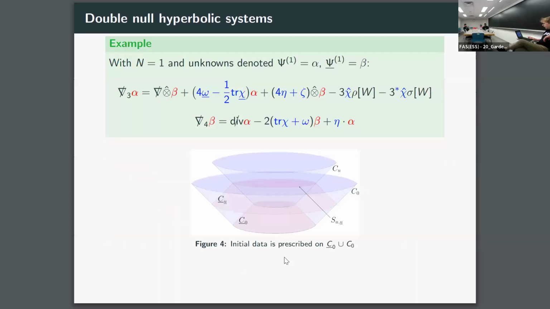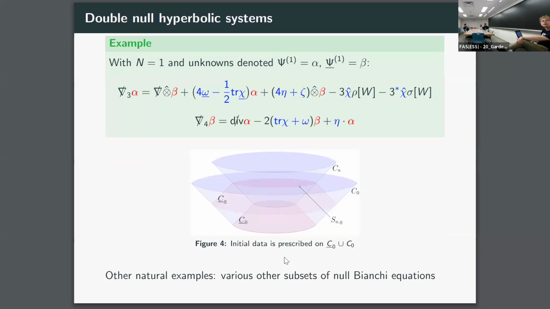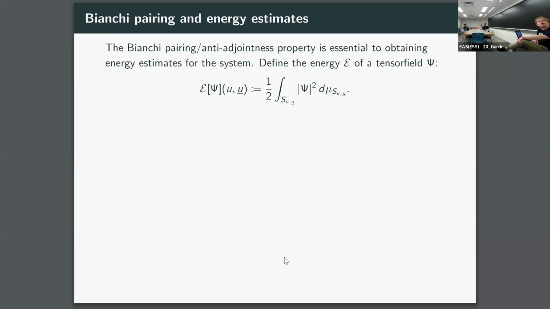So with this example, what can I say about these systems? Well, the crucial property that I've been talking about, this Bianchi pairing, or this anti-adjoint property that lets me integrate by parts. Why is this important? Well, just because it allows us to get a controlled quantity. And anytime you get a controlled or conserved quantity in PDE, you're very happy.